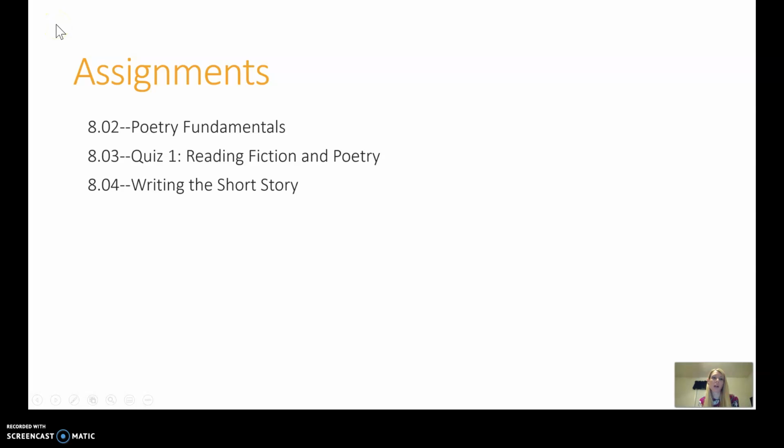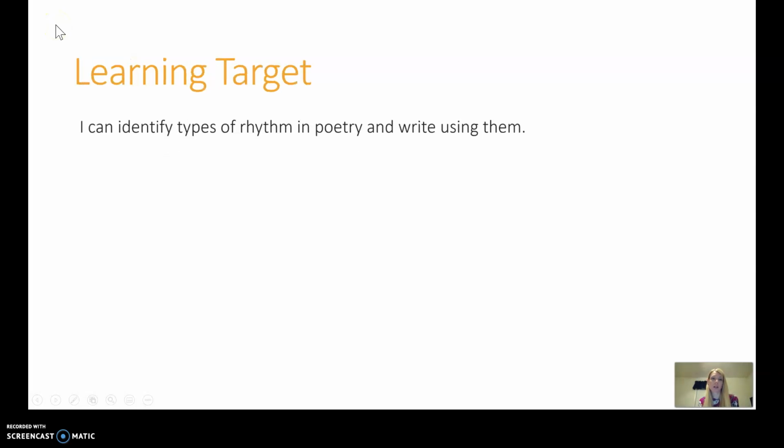Your assignments for the week are 8, 2, 3, and 4. The learning target this week is I can identify types of rhythm in poetry and write using them.